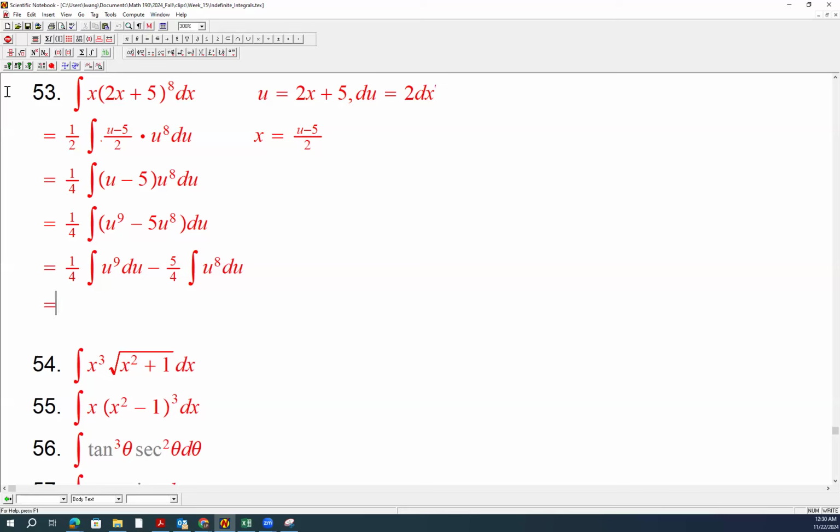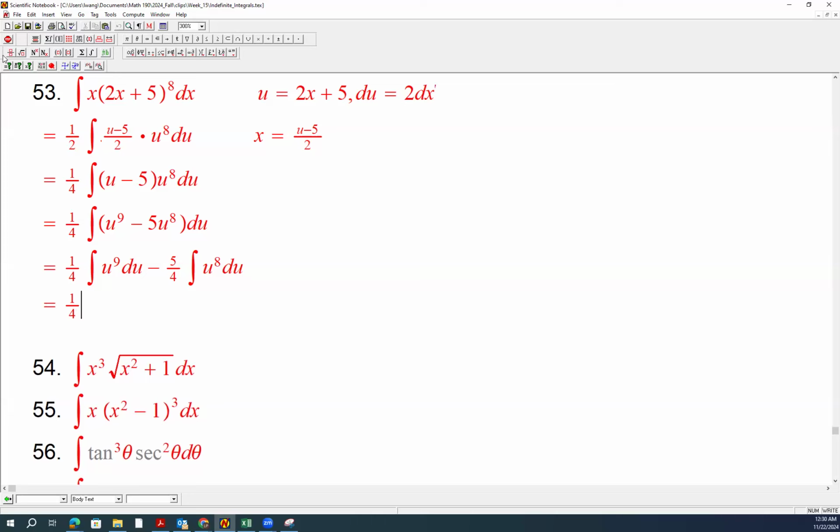Antiderivative. So the first one, 1/4 times 1/10 u to the power of 10, minus 5/4, sorry, times 1/9 u raised to the power 9, plus a constant c. Oh gosh, the software could run weird. So I just saved it quickly.